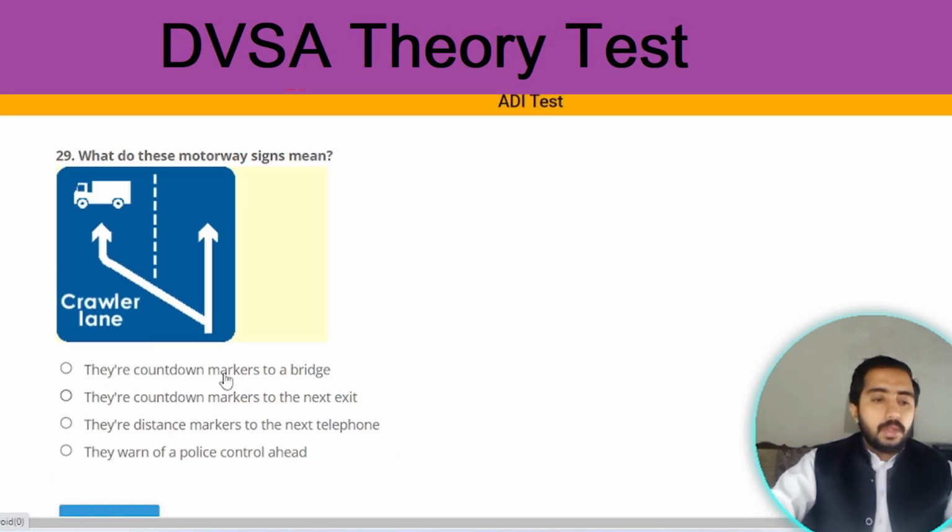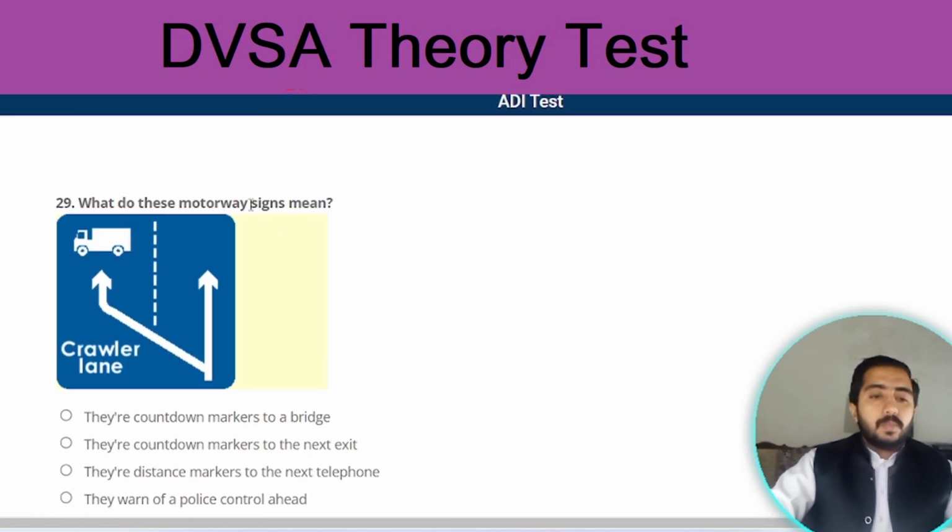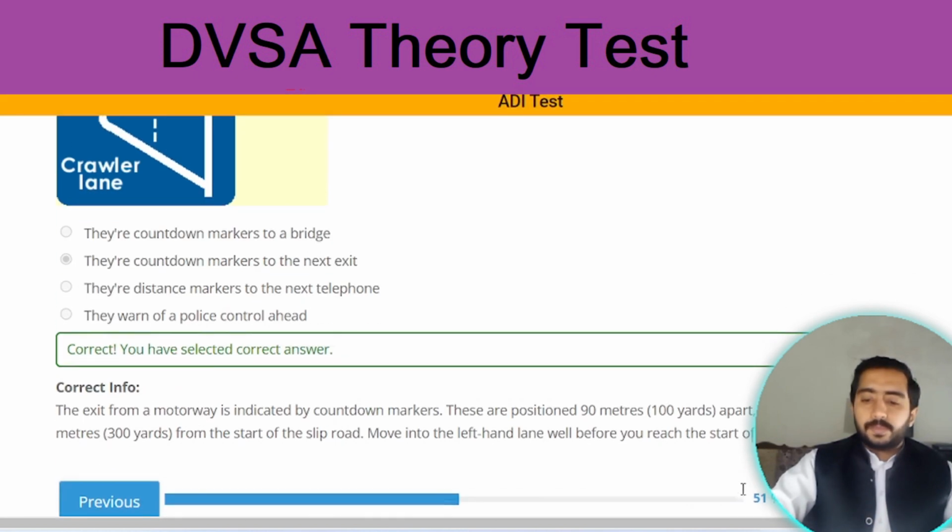Next question. What do these motorway signs mean? Same sign, it means that they are countdown markers to the next exit. Option B is the correct option. Next question.